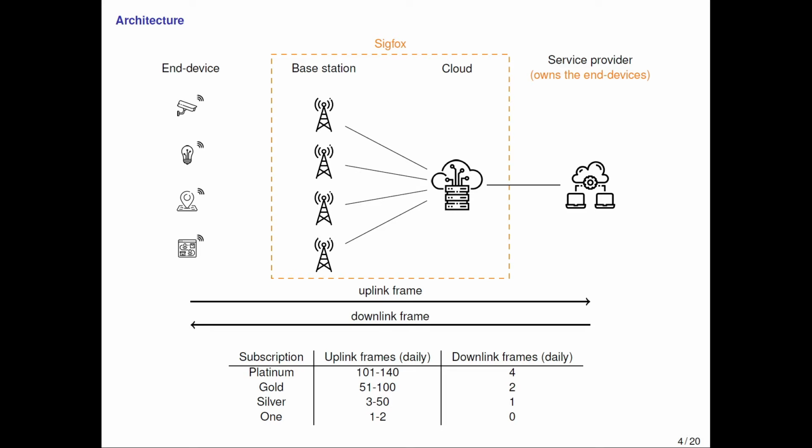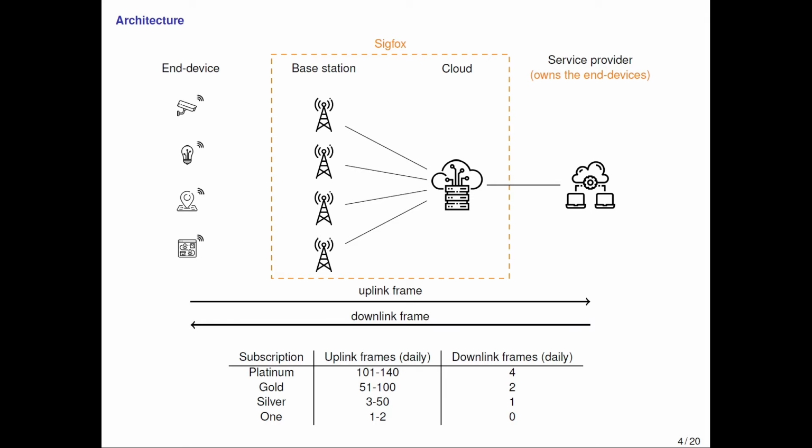A typical Sigfox network is made of remote end devices, on the left in this picture, that communicate with gateways through a radio link. The gateways are connected to a central cloud. The messages received from the end devices by the cloud are transmitted to the service provider, which is the owner of the end devices. Conversely, the service provider can send messages to its end devices through the intermediary of the cloud. Sigfox manages the cloud and the gateways, whereas the end devices are deployed by their owner, the service provider.